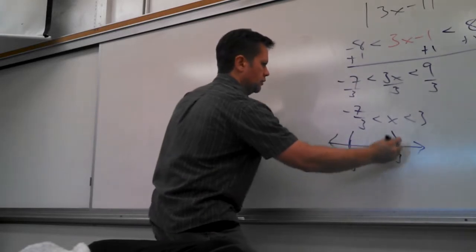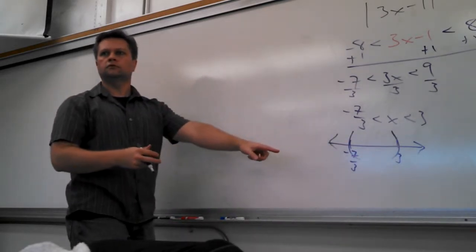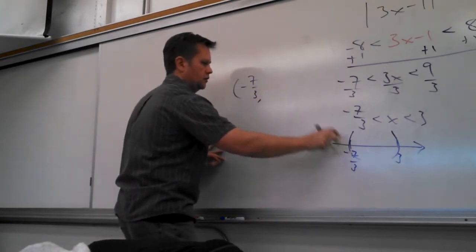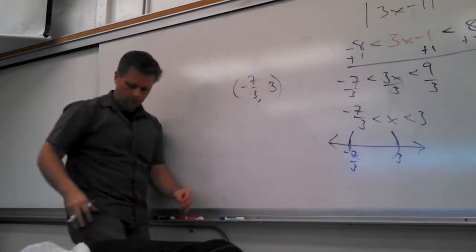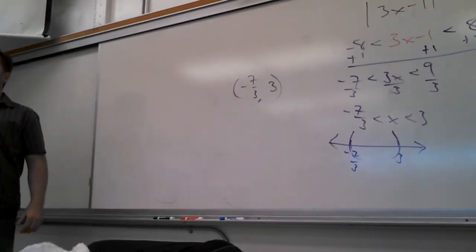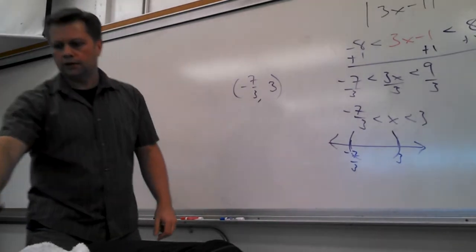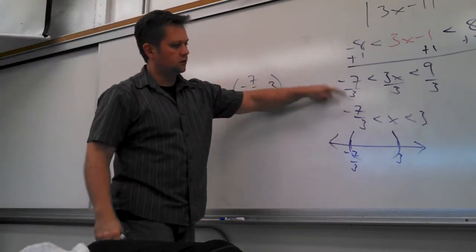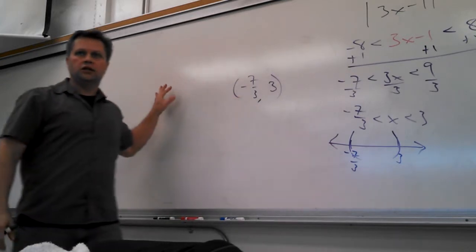So then parentheses. How do I write that in interval notation? Negative 7/3, it's basically already written for me. From negative 7/3 up to 3. So I'm going to ask you, just like on practice test number 2, solve it, graph it, interval notation it.